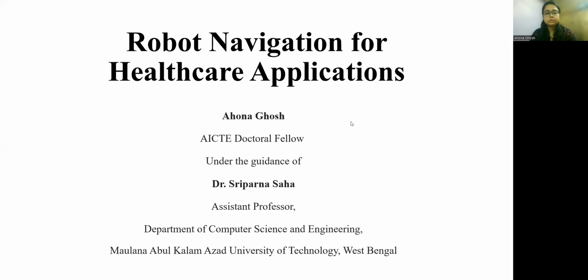Hello, this is Ahona Ghosh. Under the guidance of Dr. Sriporna Saha of the Department of Computer Science and Engineering, MAKAUT, West Bengal, I am doing this project, Robot Navigation for Healthcare Applications.